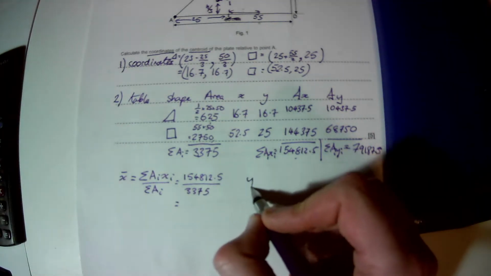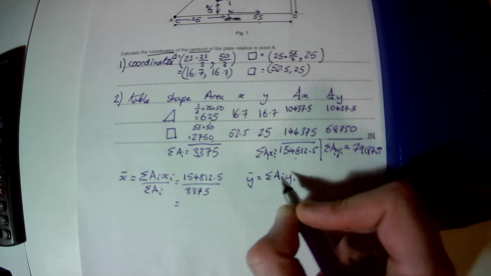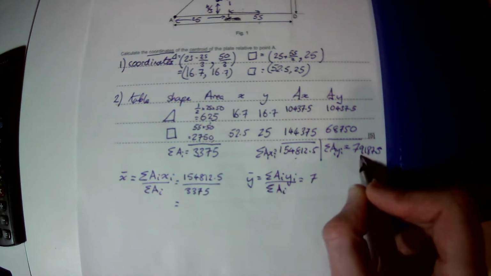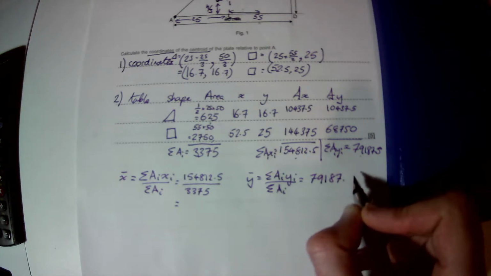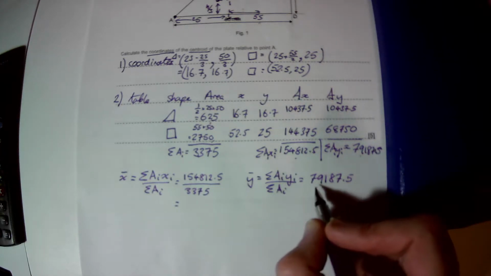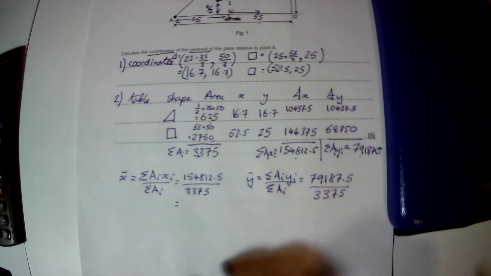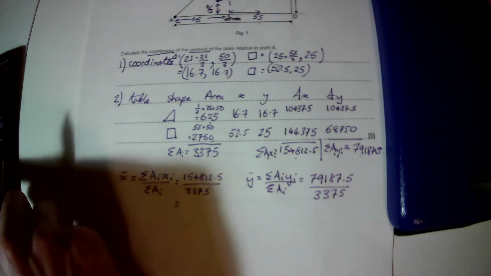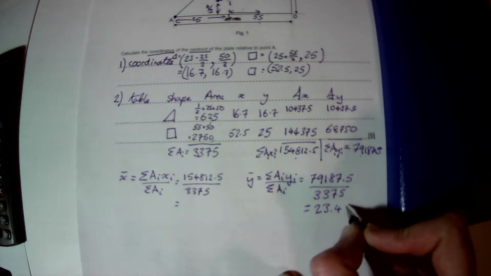And we do the same for the y coordinates. It is the total of the area times the y divided by the total area. That's going to be this number, that should be a point visible there, divided by 3375. We put that in the calculator and we get our y coordinate to be about 23.46.